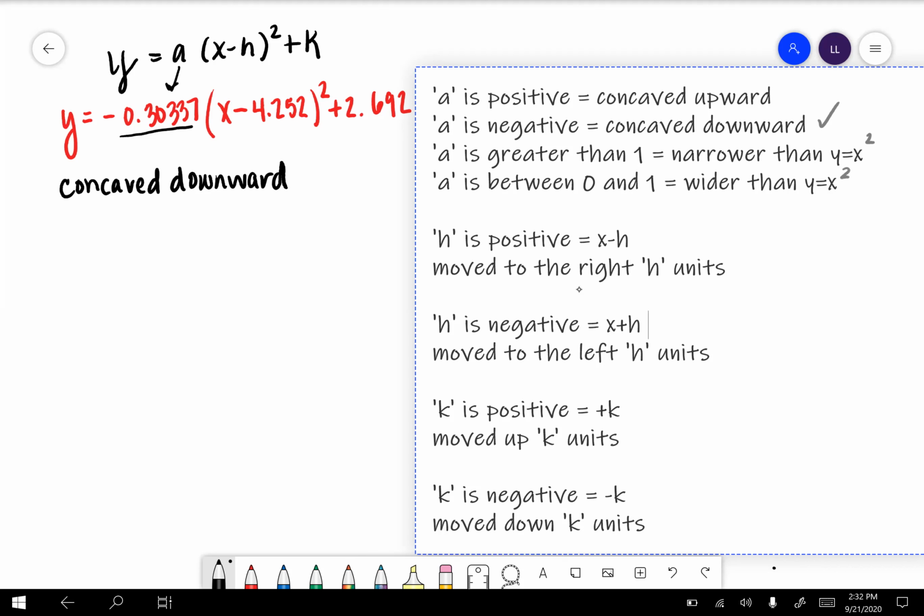Okay. Next, a is greater than 1. Is our a greater than 1? Nope, it's not. So we're going to move on to the next one. a is between 0 and 1. Well, like 0 and negative 1, really. But it's between 0 and 1. Yes, it is. That means our graph is wider than y equals x squared. Another word for wider would be horizontal, well, really vertical compression. It'll be a vertical compression.